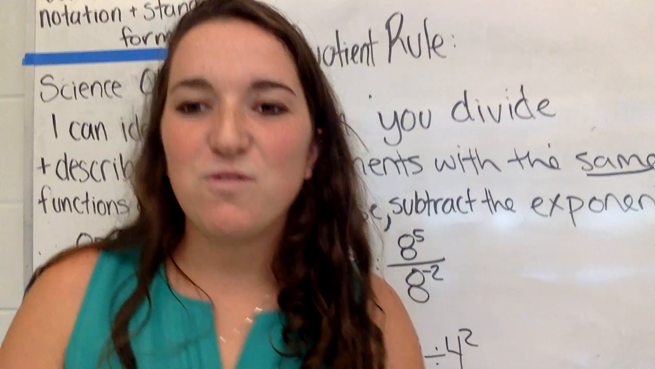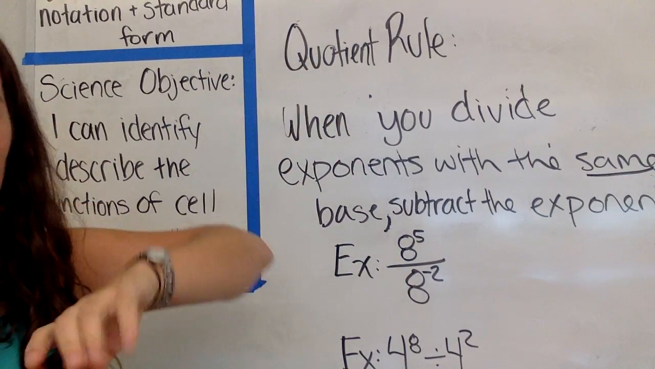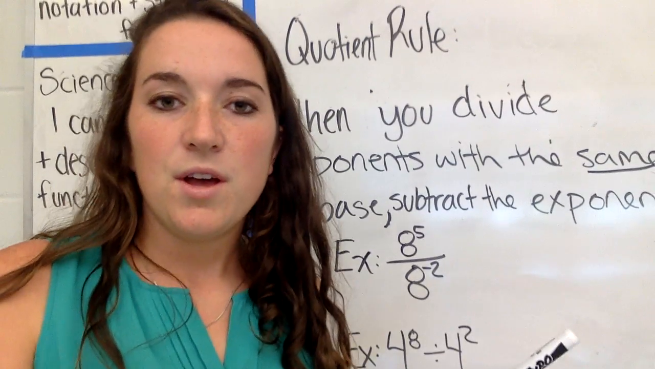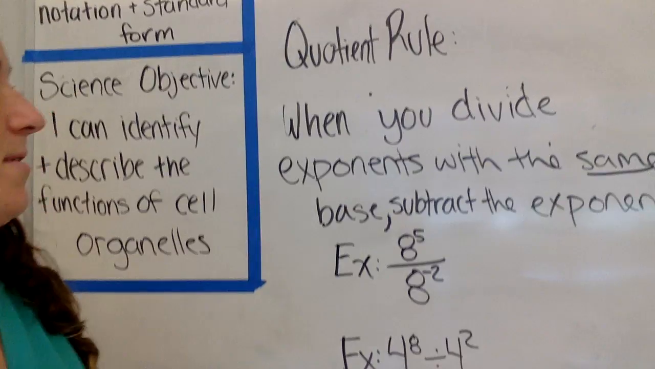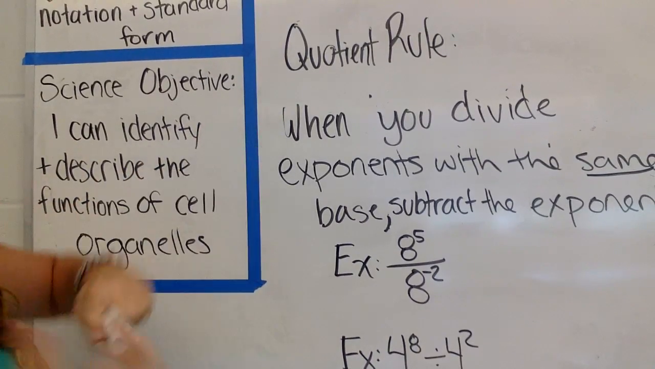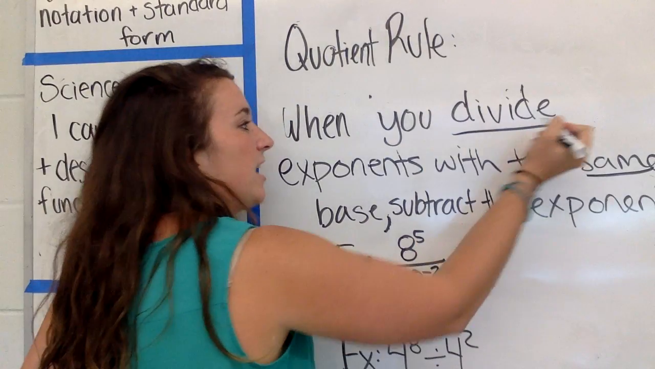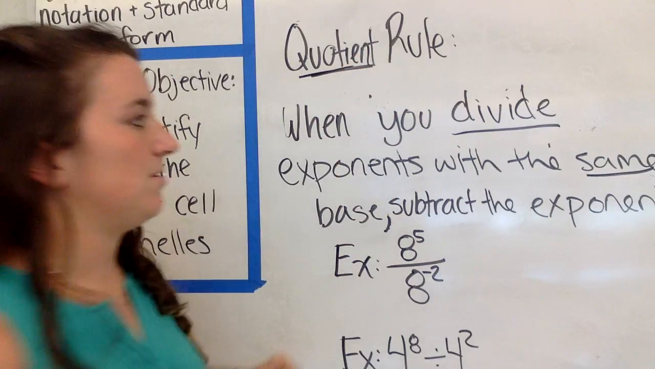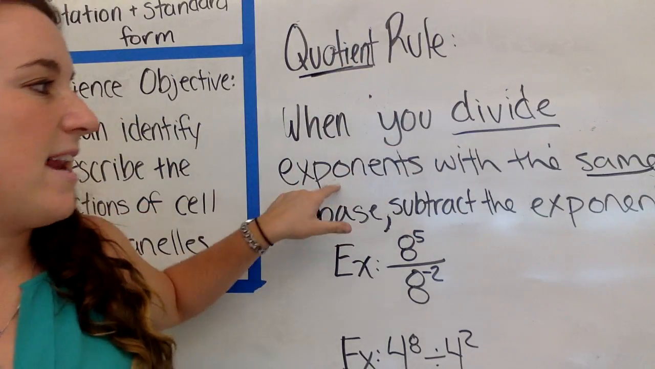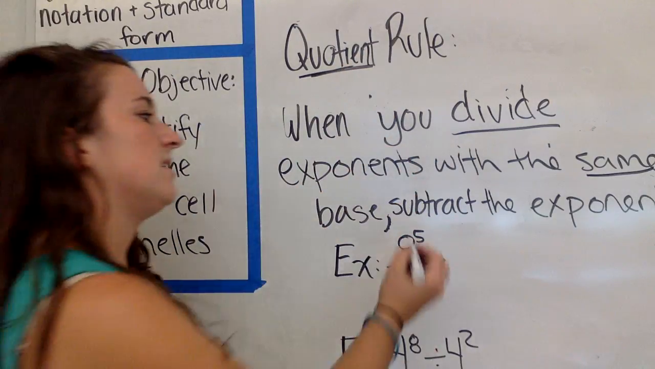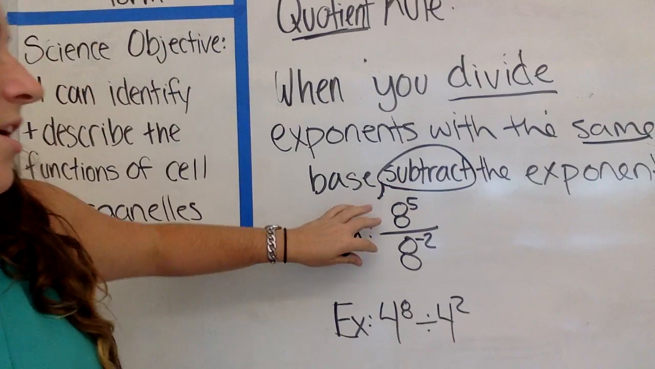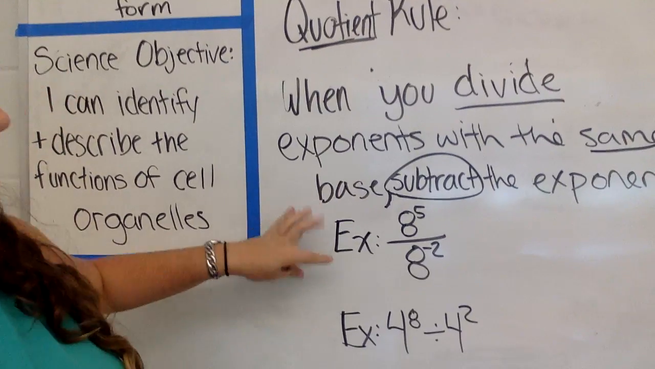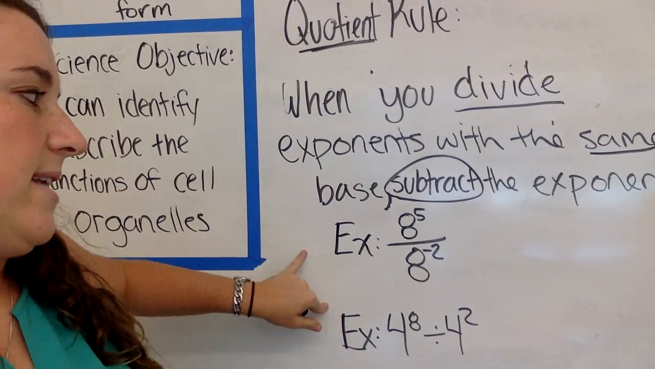All right, so now we're going to move on to our third and final rule, our quotient rule. So in our quotient rule, we are doing it when we are dividing exponents. So write down the quotient rule. When you divide exponents, because quotient means the answer to a division problem, so when you divide exponents with the same base, subtract the exponents. So pause the video, write that down, and now we're going to go over the 2 examples.